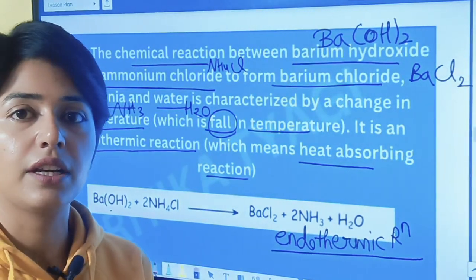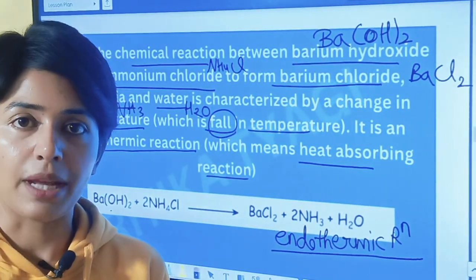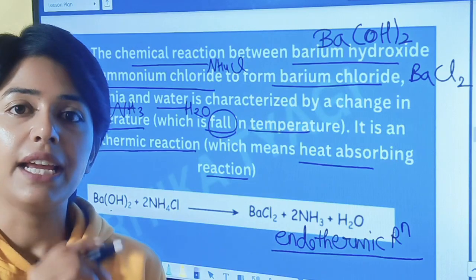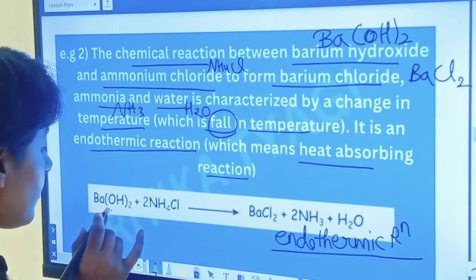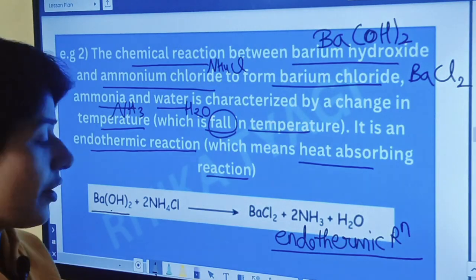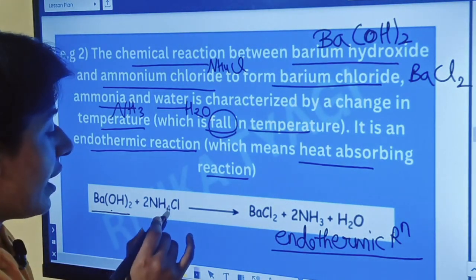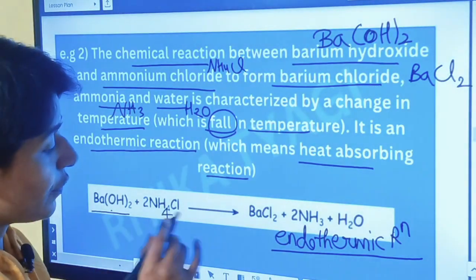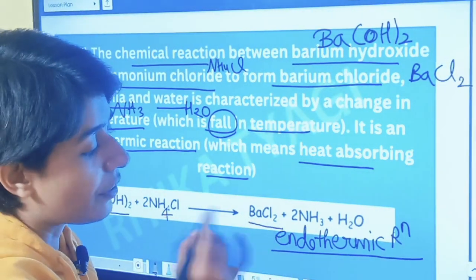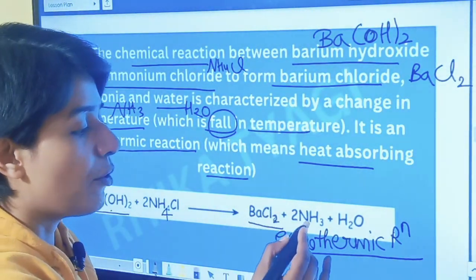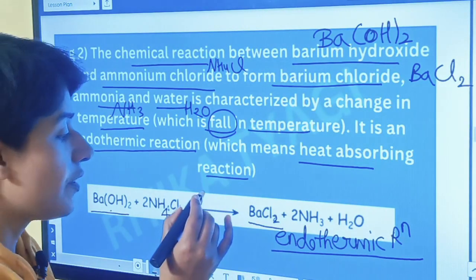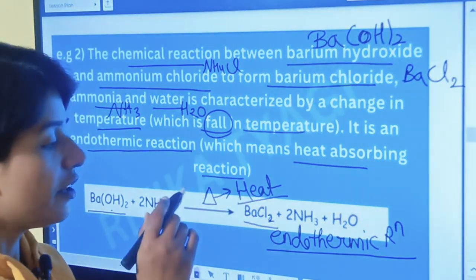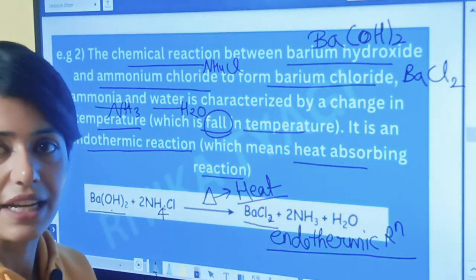It means this reaction does not take place at room temperature. We have to supply heat energy for the formation of product of this reaction. As it shows, barium hydroxide Ba(OH)2, when reacting with ammonium chloride NH4Cl, forms barium chloride BaCl2, ammonia NH3 and water. So it is an endothermic reaction. This triangle represents the heat which we supplied for this reaction.